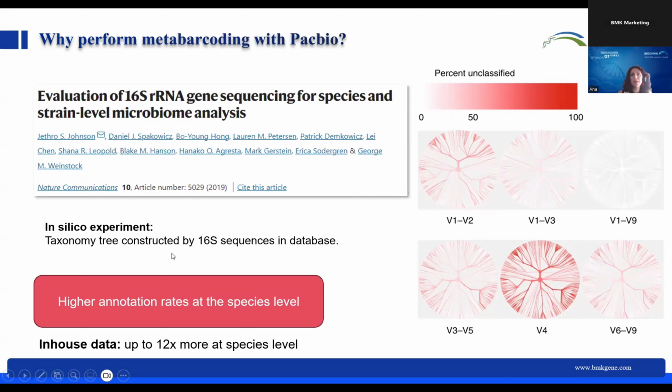So this means that PacBio enables a higher taxonomic annotation rate at the species level. And based on our in-house data, we know that this can be up to 12 times more at the species level when we compare PacBio to Illumina.